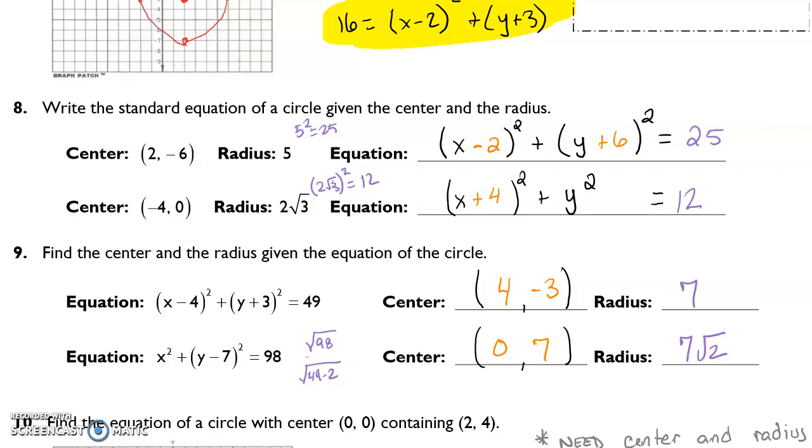And make sure you simplify your radicals when you have to take the square root to get your actual radius. Okay, the 49 is not your radius, the square root of that is.